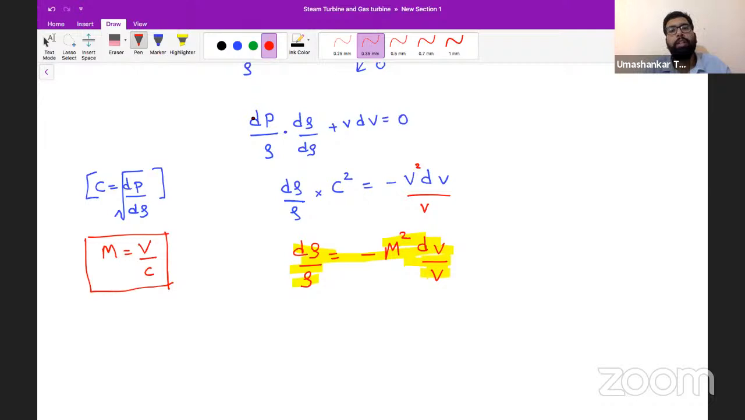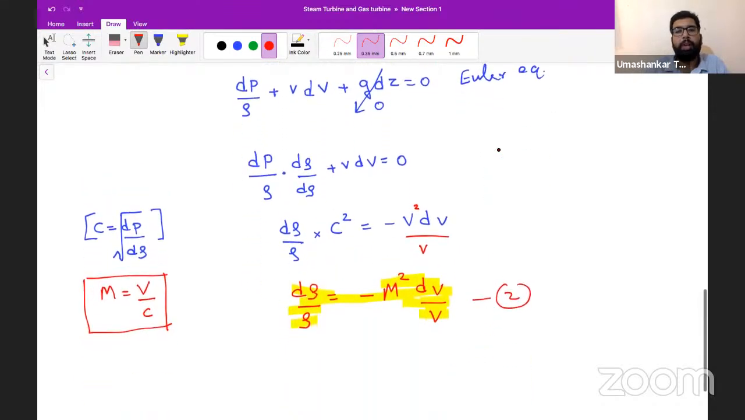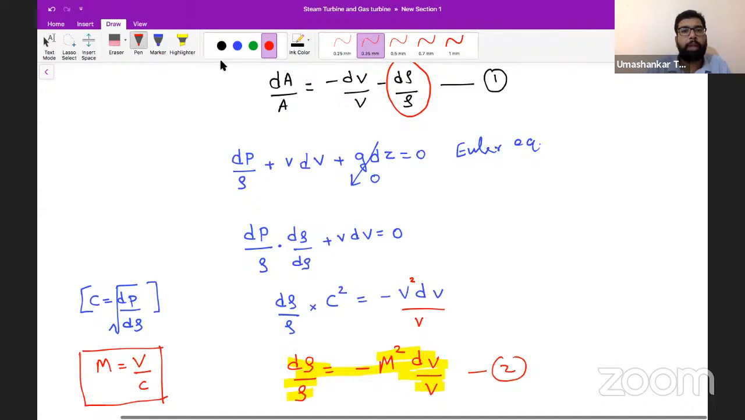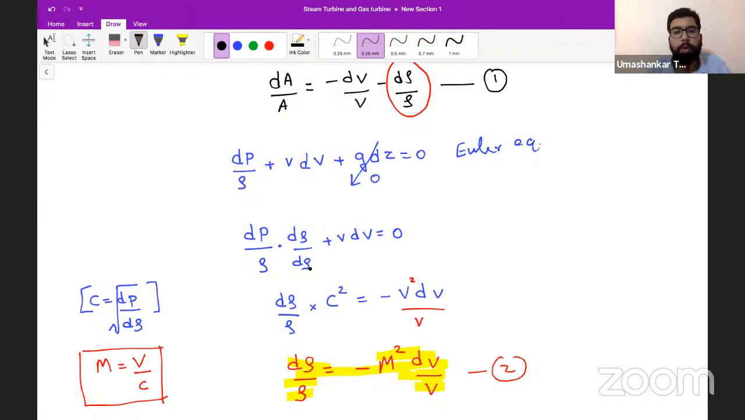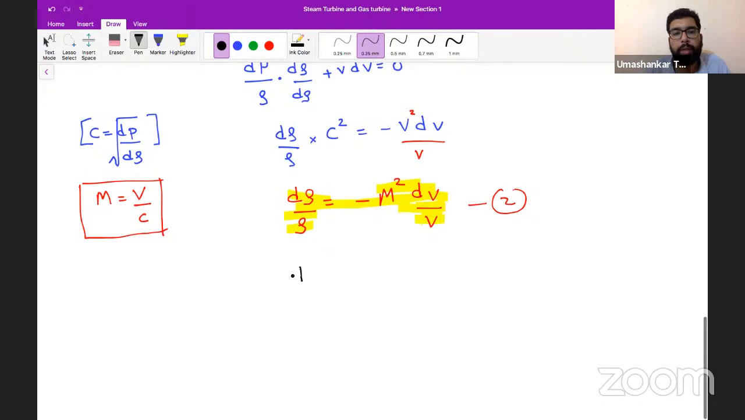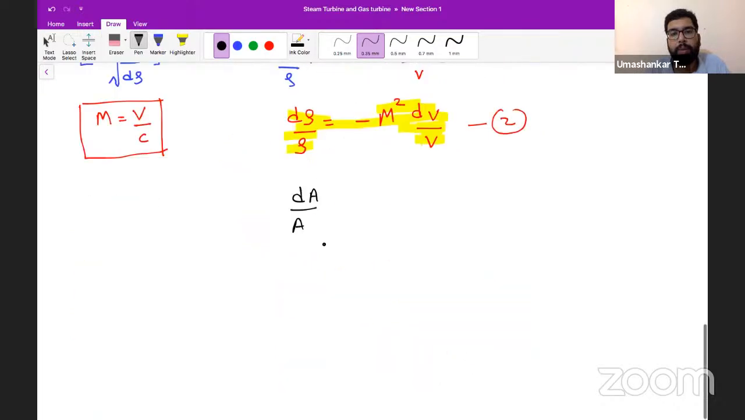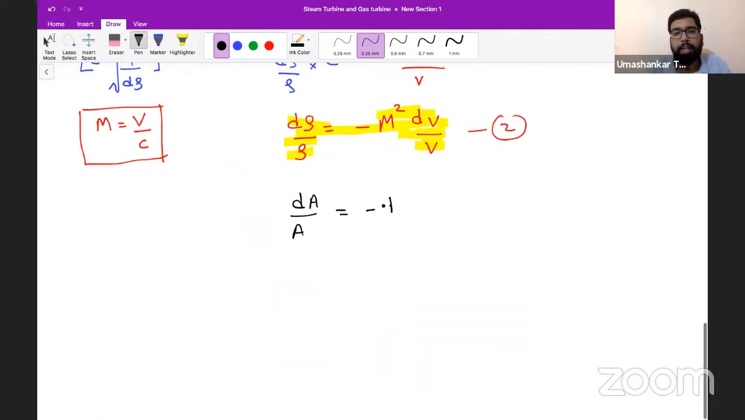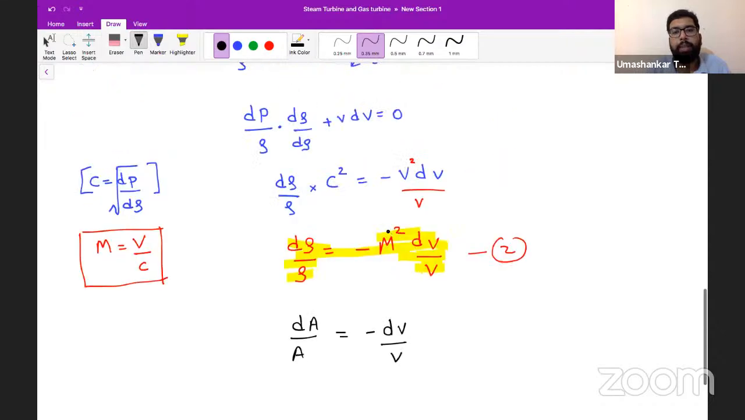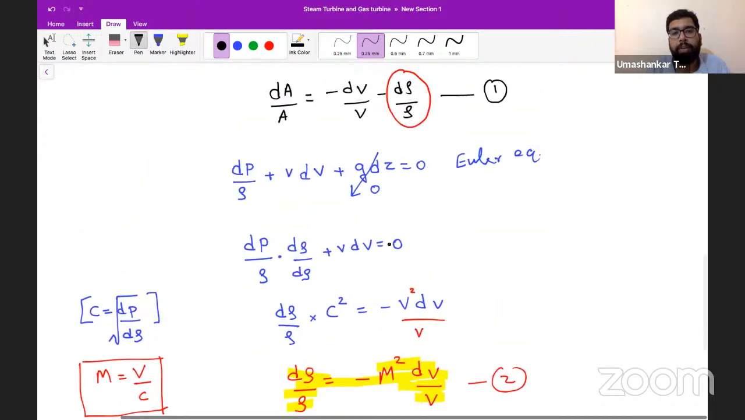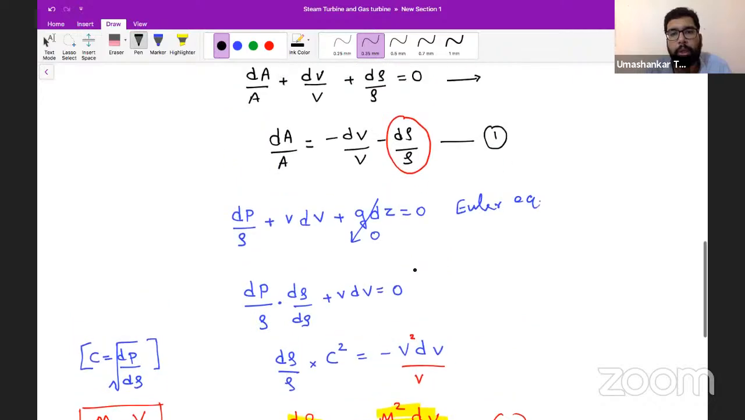So this relation can be used for telling the changes in velocity with respect to density or vice versa. Let's say this is our equation number 2, and this is our equation number 1. Let's place the value of d rho by rho in equation number 1. So dA by A is equal to minus dV by V, and we are placing the value of d rho by rho here.